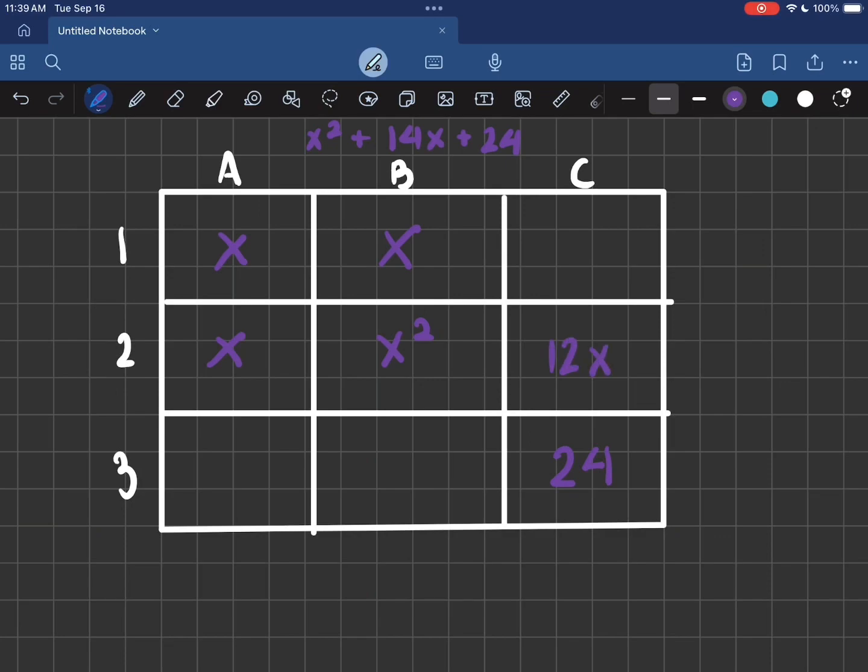We put 12 above 24 and we put 2x below x squared. We put 12 above 12x as the GCF of 24 and 12 is 12. We put 2 on the left of 2x as the GCF of 24 and 2 is 2. This leaves us with the answer, (x plus 2)(x plus 12).